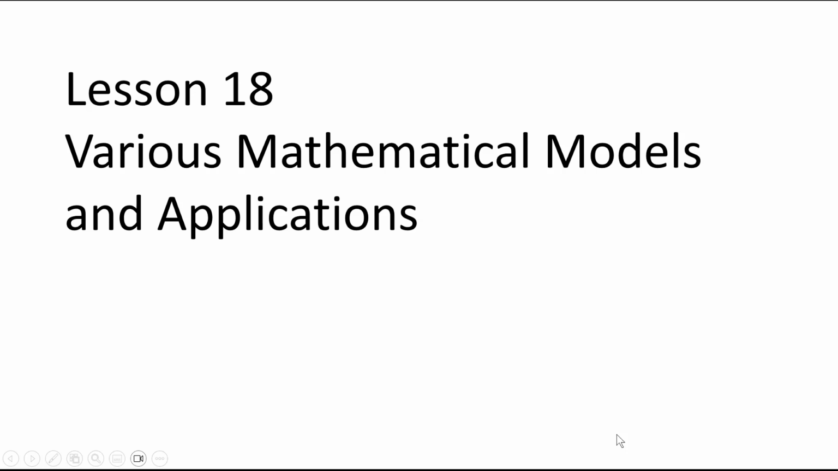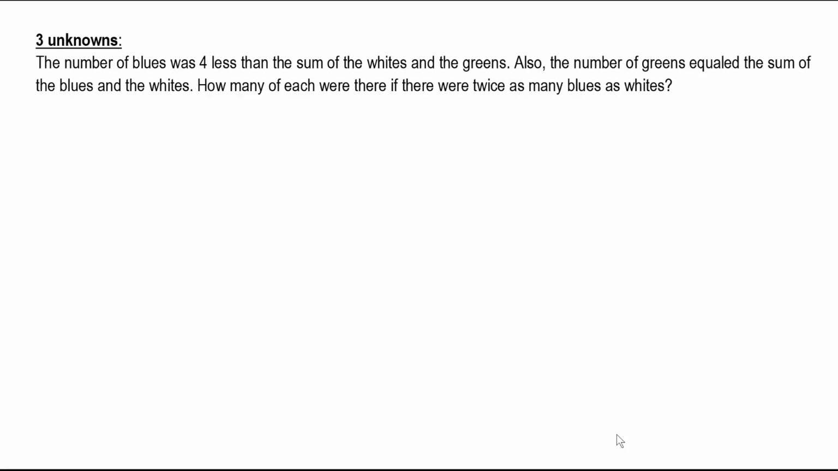Okay, lesson 18 is various mathematical models and applications, that is to say, word problems. The first problem is 3 equations and 3 unknowns. The number of blues was 4 less than the sum of the whites and the greens. Also, the number of greens equaled the sum of the blues and the whites. How many of each were there if there were twice as many blues as whites?